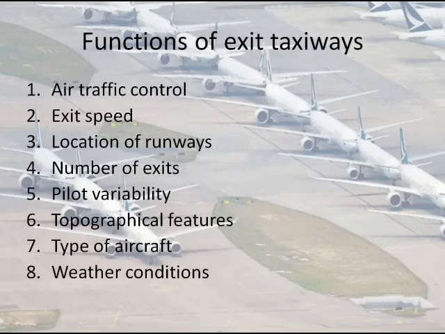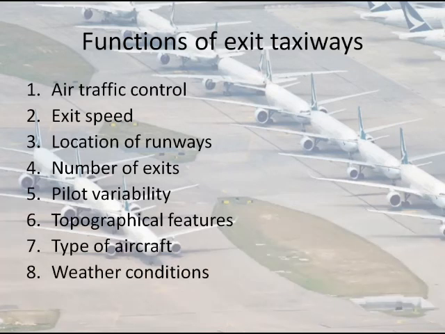If there are more number of exit taxiways, they will be suitably spaced along the length of runway. The fifth point is pilot variability. The rules for flying transport are relatively precise, but even then a certain amount of variability among pilots is bound to occur, especially in respect to the braking force applied on the runway and the distance from runway threshold to touchdown. The sixth point is topographical features.